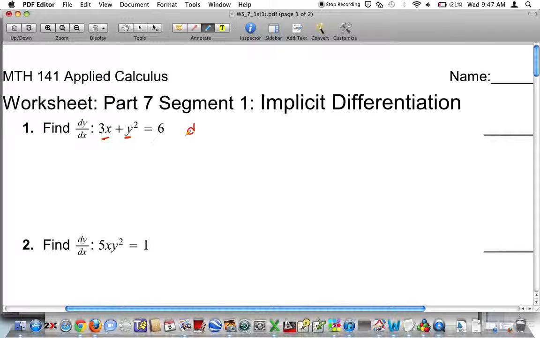So the derivative operator, or d dx, of the one side is 3x plus y squared, and the derivative operator d dx of the other side is just 6. Okay, so if you take the derivative of 3x with respect to x, that is just 3. And then if you take the derivative of y squared with respect to x, and this is what is referred to as using the chain rule, this is d dx of y squared.